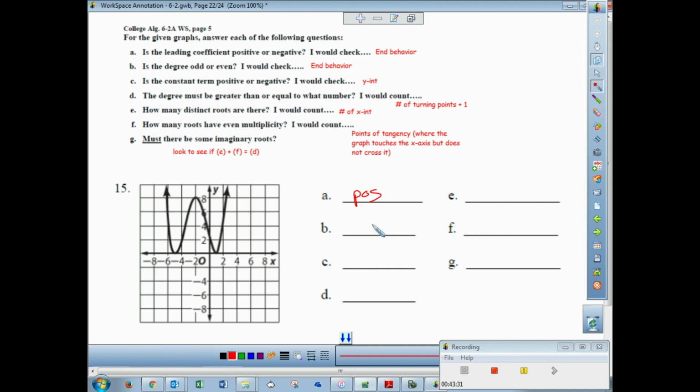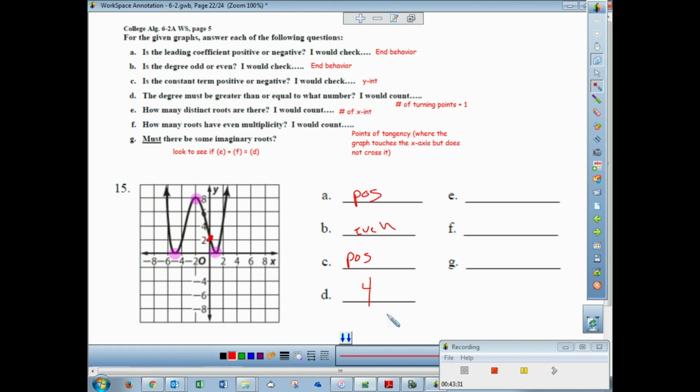Next, A, leading coefficient positive or negative? Odd or even? Even. Is the constant term positive or negative? That's where you're looking for the y-intercept. There it is. Positive. Part D, is the degree greater than or equal to what number? Turning points. How many turning points? 3. Add 1. Get a 4. Cool.